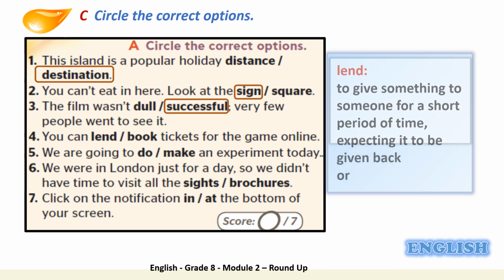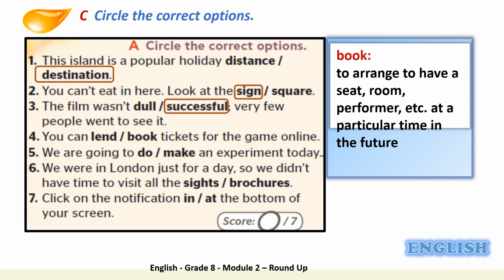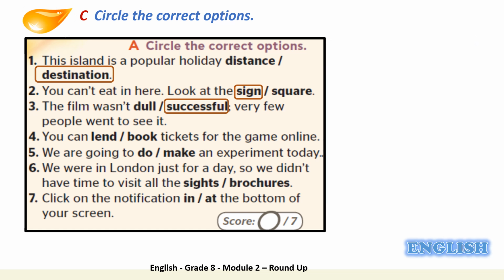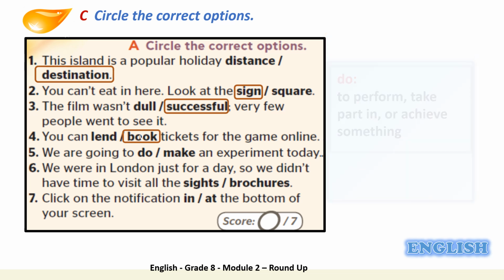The word lend, to give something to someone for a short period of time, expecting it to be given back, or the word book, to arrange to have a seat, room, performer, etc. at a particular time in the future. So here you can lend book tickets for the game online. Good job, book.